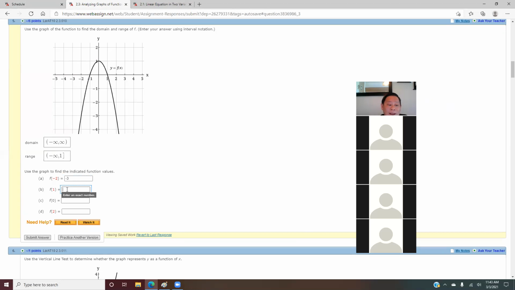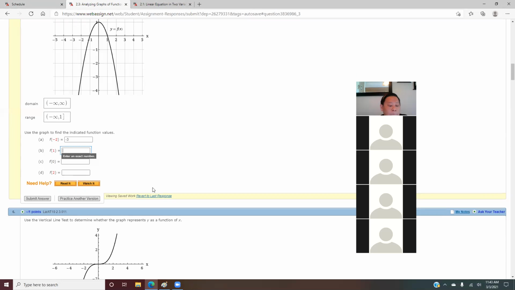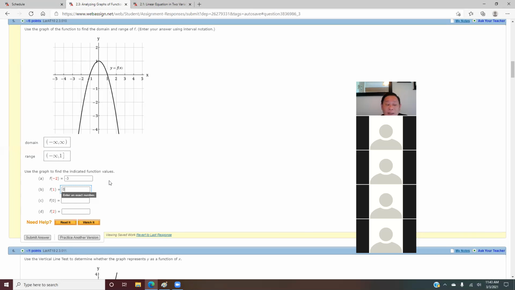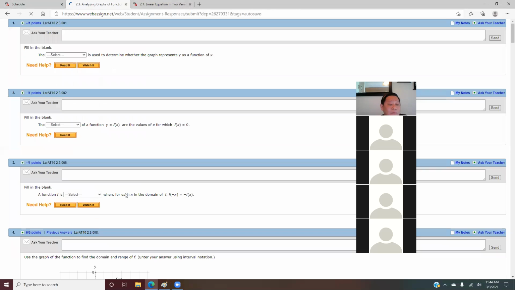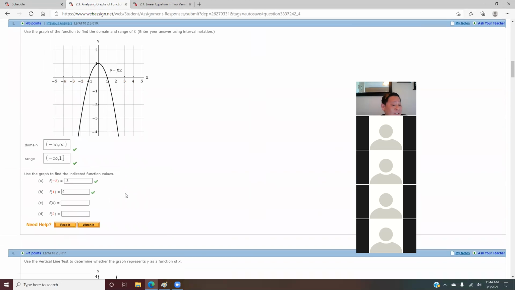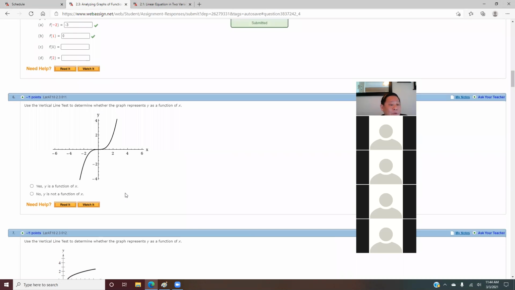And what is f of 1? Where's 0? f of 1 is 0, yes. I think you can do this. This is the one, the domain and range, that I think you guys need more help with. This section is domain and range.